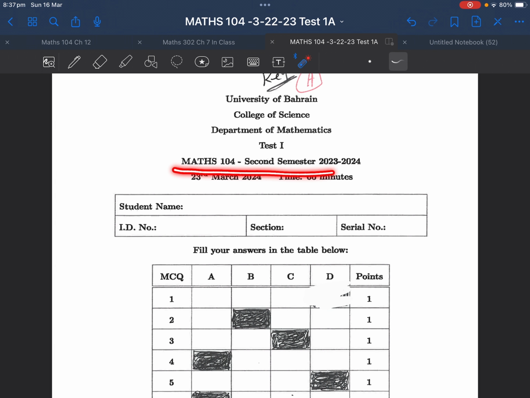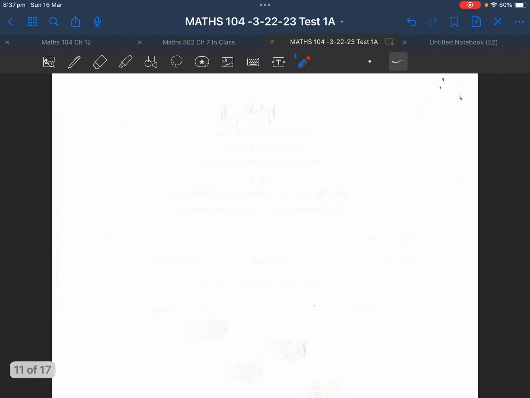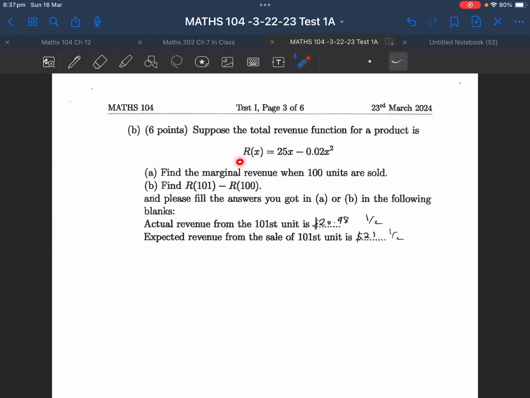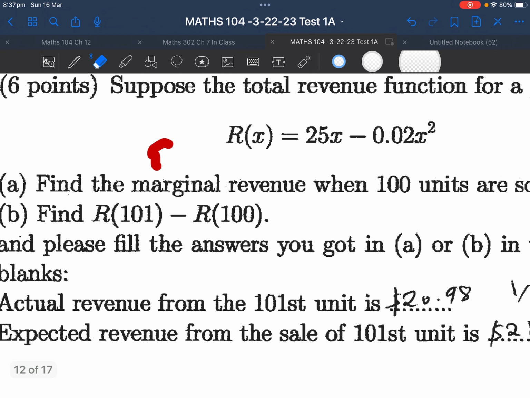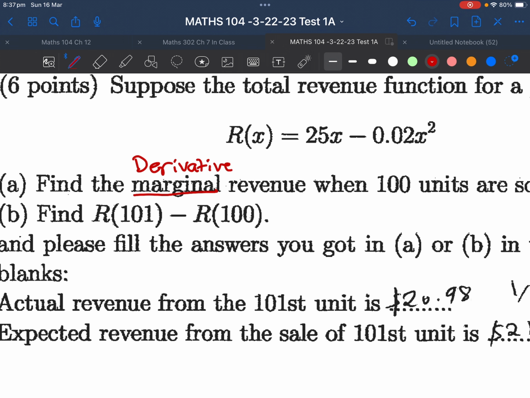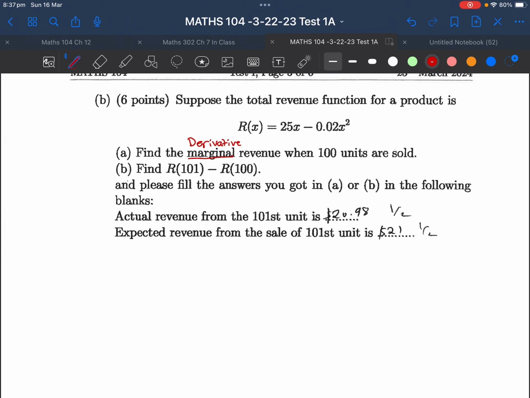Okay, now we will see a previous exam, which is the second semester of last year. And the first question, we are giving you the revenue function, R of x. The first question is we are asking you what is the marginal revenue when 100 units are sold. Remember, the word marginal revenue is another word for the word derivative. So this marginal revenue means we need to find the derivative when 100 units are sold.